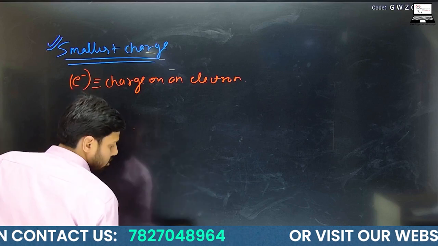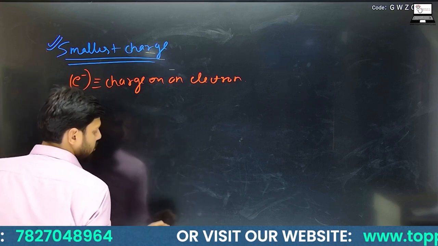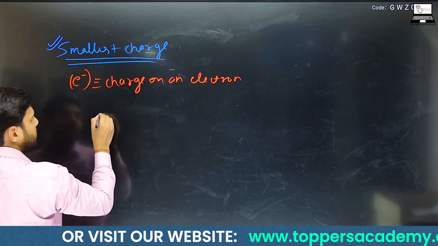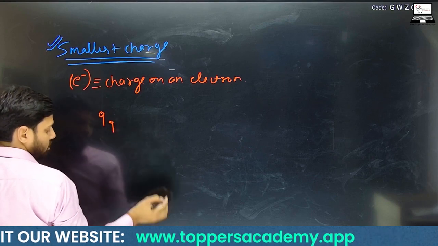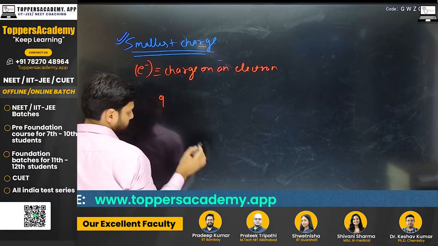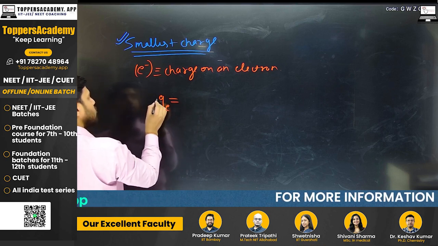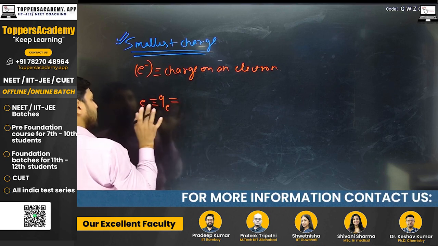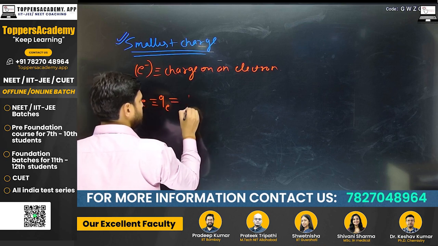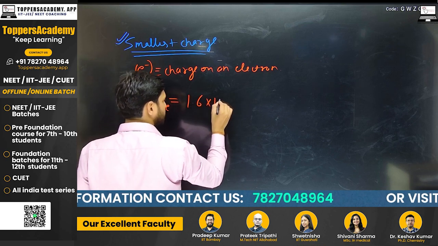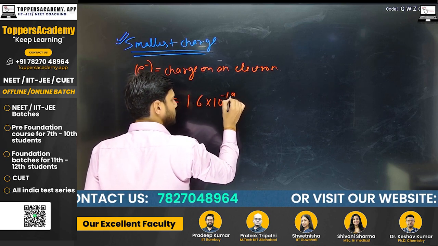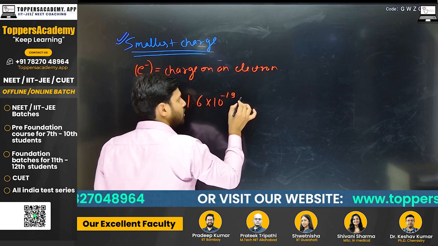Charge on an electron. Okay. The charge on an electron is QE, you can also write it E, but QE is 1.6 into 10 to the power minus 19 Coulomb.